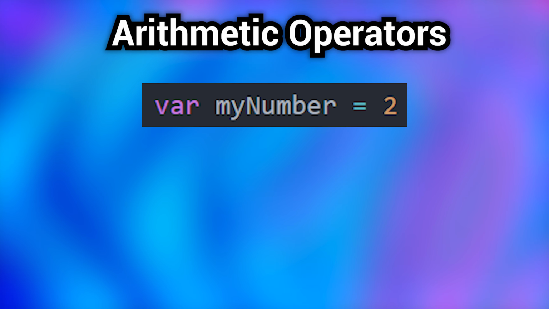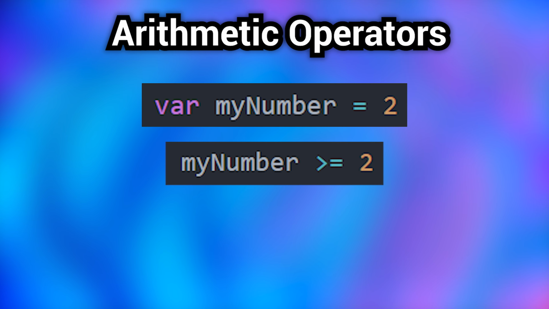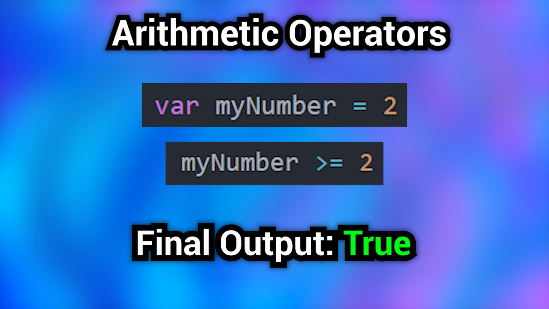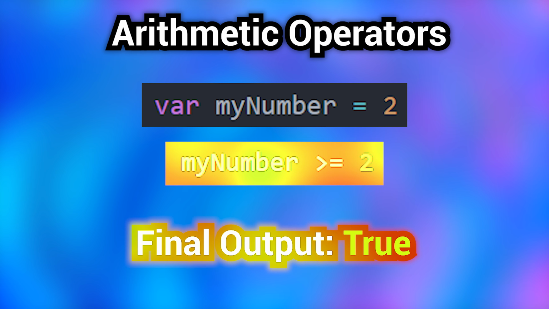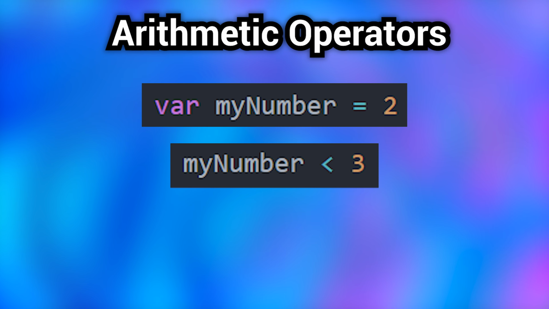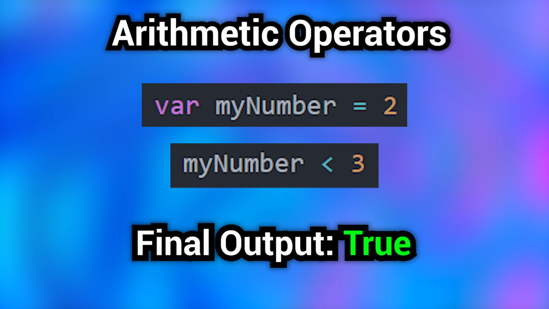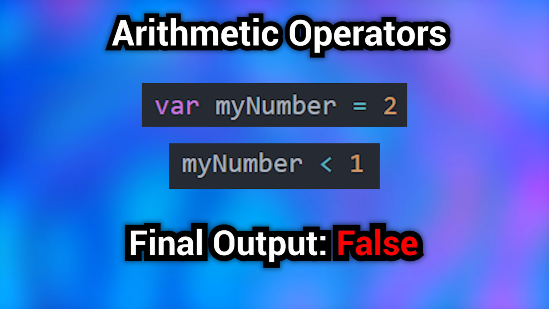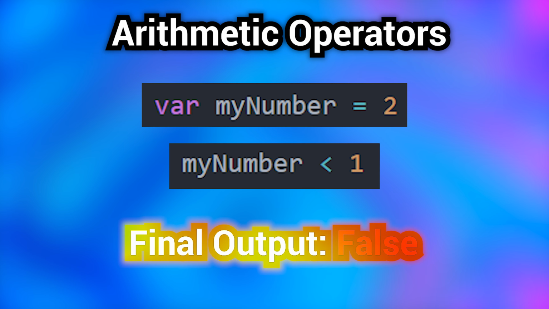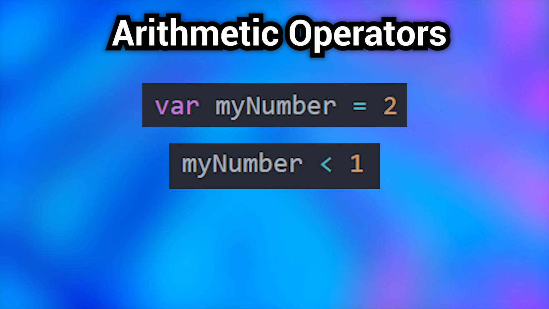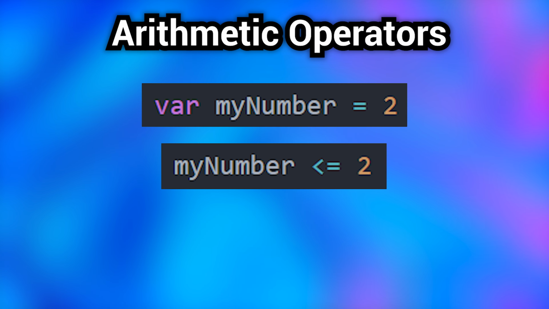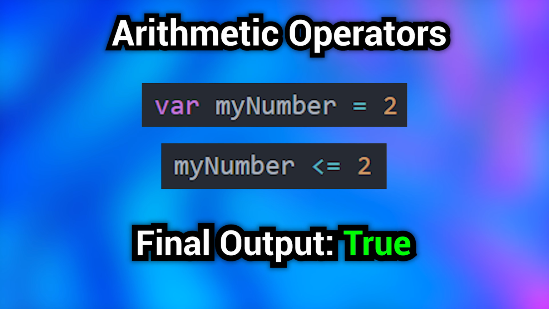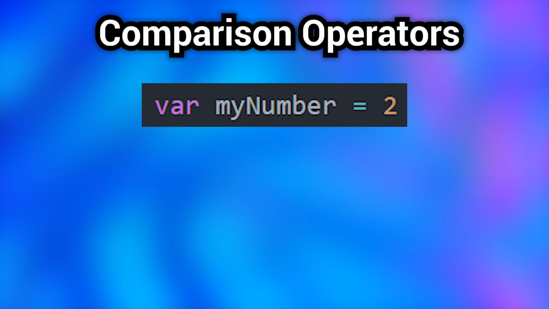We can also do greater than or equal to. In this case, if we did 2 >= 2, it will return true because 2 is equal to 2. On the other hand, we have less than. So myNumber < 3 is true because 2 is less than 3. However, myNumber < 1 will return false because 2 is not less than 1. And just like greater than, we also have less than or equal. So if I said myNumber <= 2, it would return true because myNumber is equal to 2.